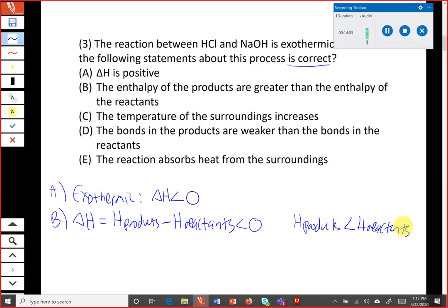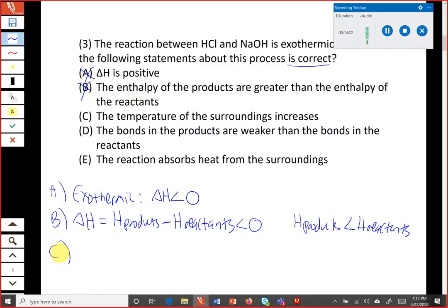Another way of thinking about this is if delta H is negative, that means the enthalpy is decreasing during the reaction, and that means the products have lower enthalpy than the reactants. So this one says that the enthalpy is greater than the reactants. That's again opposite of what is true. So both of those first two are false.